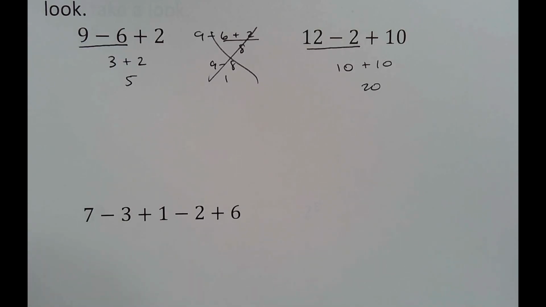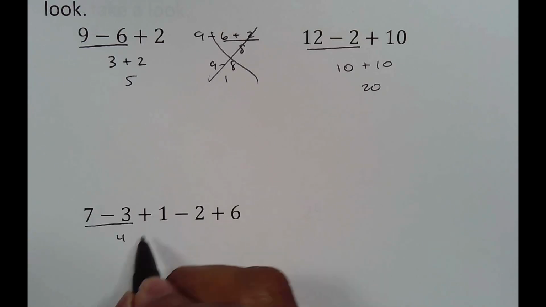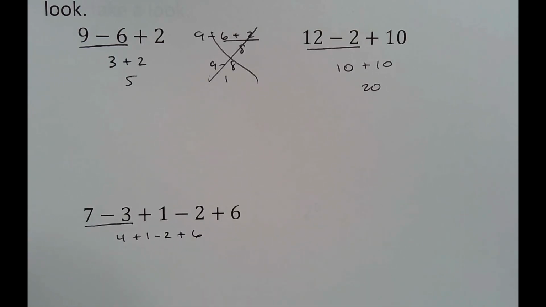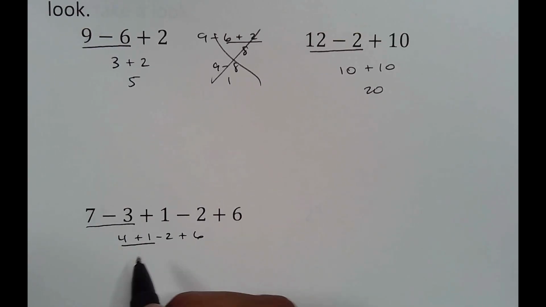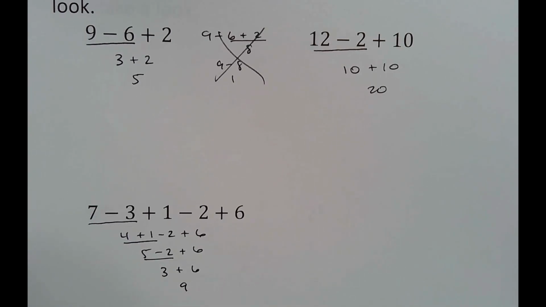Even if you have a problem like this, I know it seems like it's a lot, but it's not. It's just patience. Do the 7 minus 3. That's 4. Guess what? Copy plus 1 minus 2 plus 6. Now, what do we do next? 4 plus 1, which is 5. Then what do we do? Copy minus 2 plus 6. Then we do 5 minus 2, which is 3. And what do we do next? Copy plus 6. And then 3 plus 6 is 9.